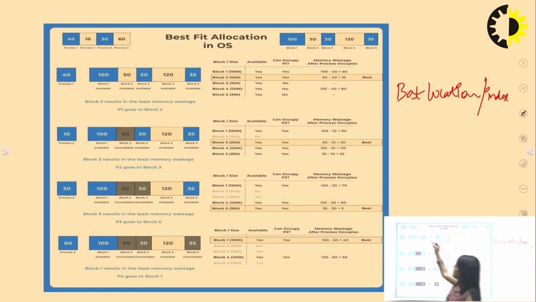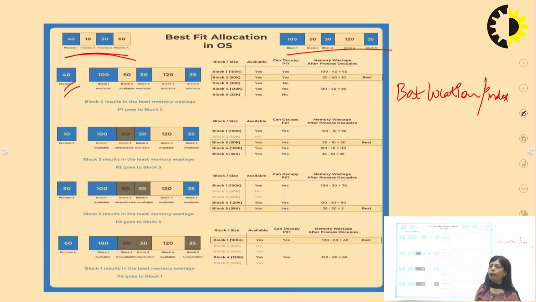So this is our processes and this is the memory block. The first process is of 40. Which is the best fit block? 100 is available and it can accommodate it, but the memory wastage is 60, huge wastage. Next is 50. Block 2 is 50, available, yes, and it also accommodates it, wastage is 10.